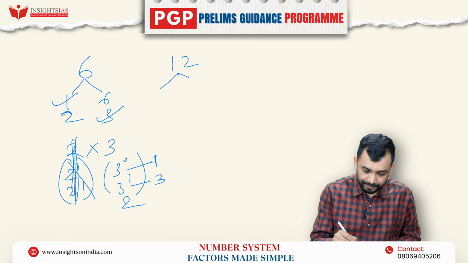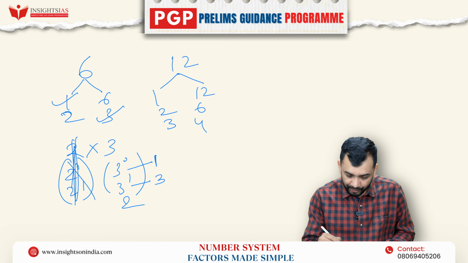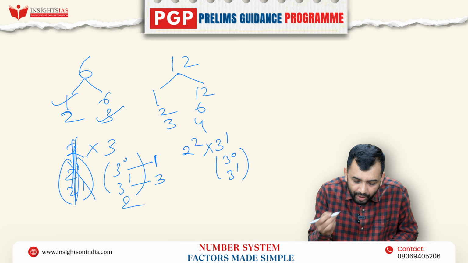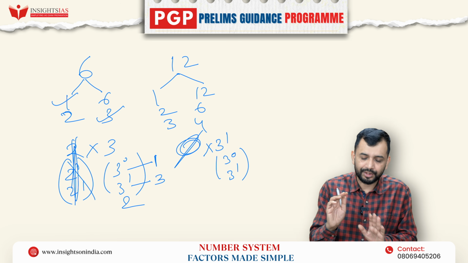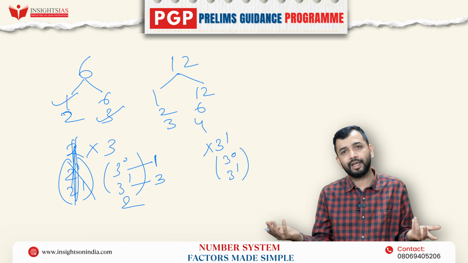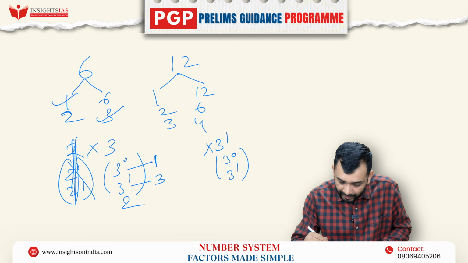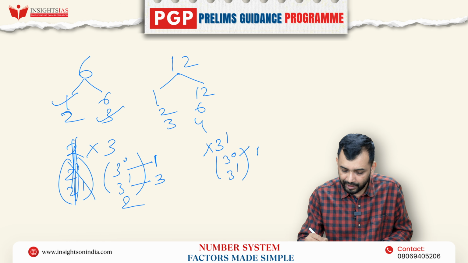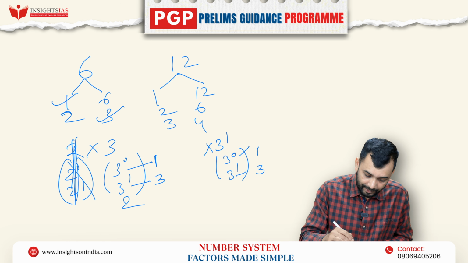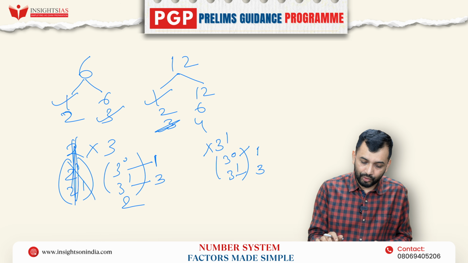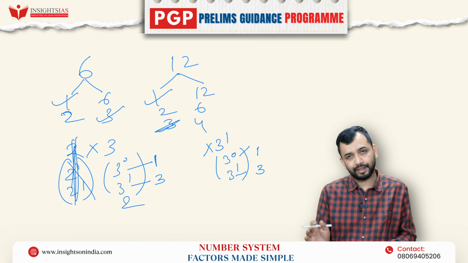Similarly, if it is 12, the factors are 1, 12. What will I do? I will write 2 square into 3 to the power of 1. This can be written as 3 to the power of 1, 3. So if I want odd, remove the even factor, which is 2. If I don't have 2, then the remaining are all odd numbers. Odd into odd will always give me odd. So how many are there? 3 to the power of 0, that is 1, and 3 to the power of 1, that is 3. These are the only 2 odd numbers. Alright, so that is how you calculate this.